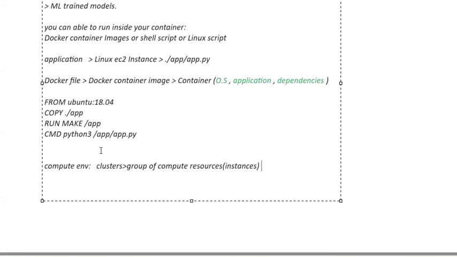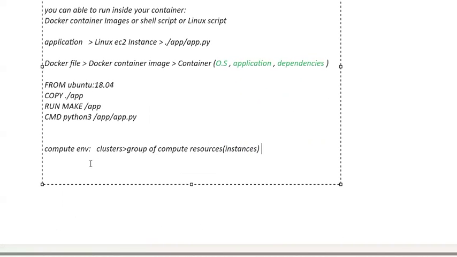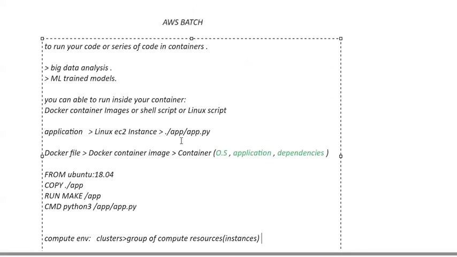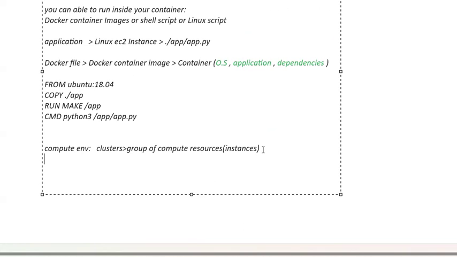Now in compute environment, let's come back to AWS Batch. You have to tell where your container will run. To tell that, you have the compute environment that you need to select. By using this compute environment, you can create a cluster, that is a group of compute resources. Let's say you want to process ML trained models or big data analysis, then you need a lot of compute resources. For that, you require a group of compute resources, so you can create that group by using clusters.